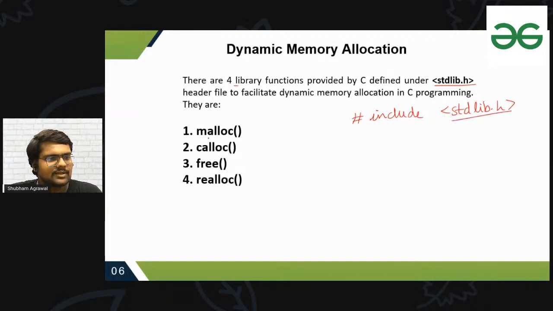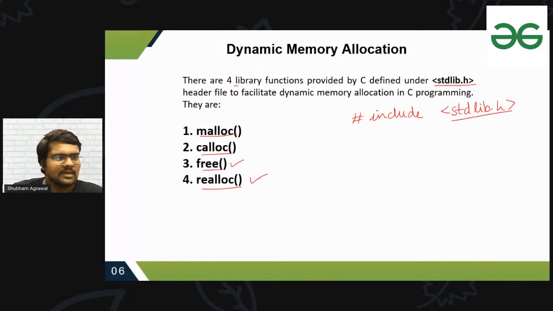Malloc means memory allocation. It will allocate memory if we specify the size in its argument. Then we have calloc, in which we also have to specify the number of elements. We will see them one by one. Free is used to free the memory. Then we have realloc, which is used to reallocate the memory. So let's see malloc first.